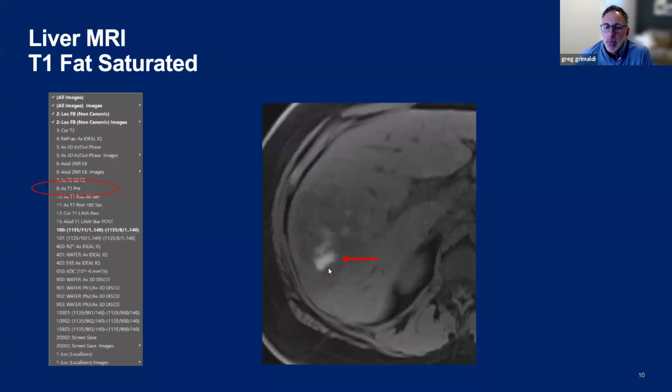Now, at T1, when I see something that's bright, there's really only four things that it could be. It could be fat, which we saturated out. It could be protein, hemorrhage, or melanin. Presumably, the patient doesn't have melanoma, but melanoma mets can have T1 signal within them. Protein we usually don't see within liver lesions. And so here I have a liver lesion that has foci of T1 hyperintense signal. I can tell you that this is a hemorrhagic lesion. And again, when I think about hemorrhagic lesions in the liver, I think about adenomas and HCC.